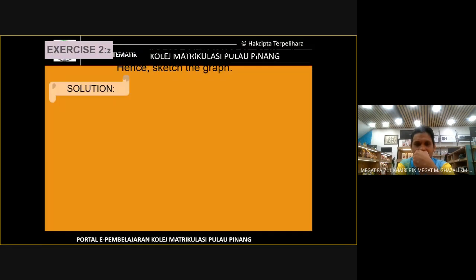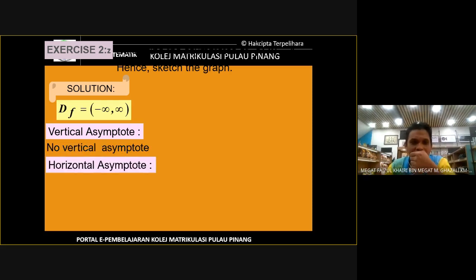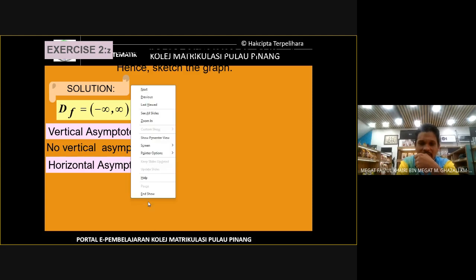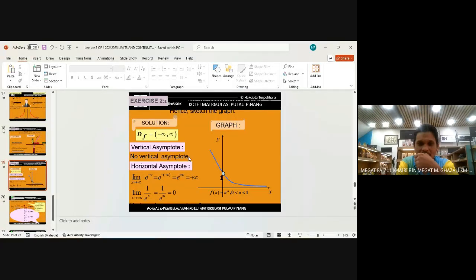And sketch the graph of this function. This is an exercise. So I think I just leave this to all of you to try as an exercise. And we still have time, so let's continue with the last final part of this topic.